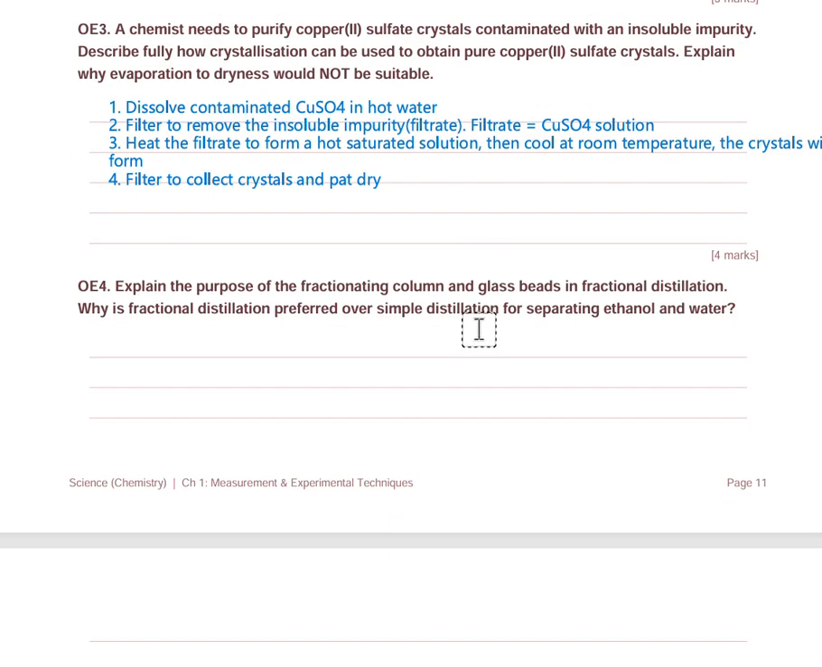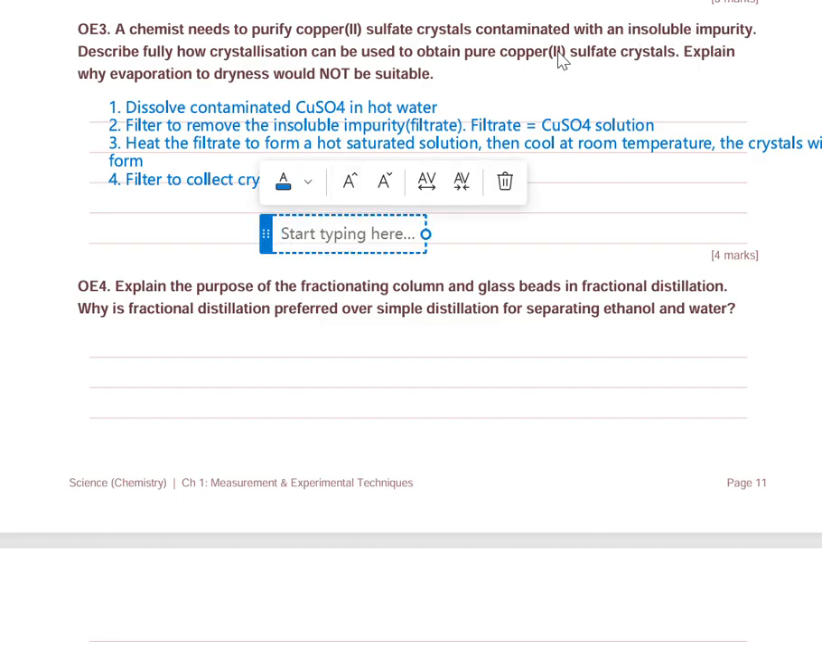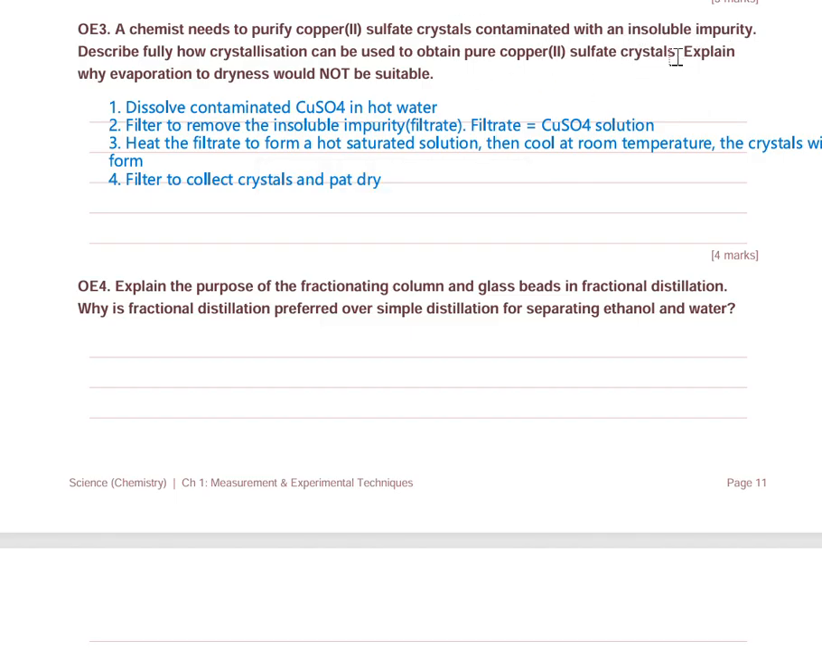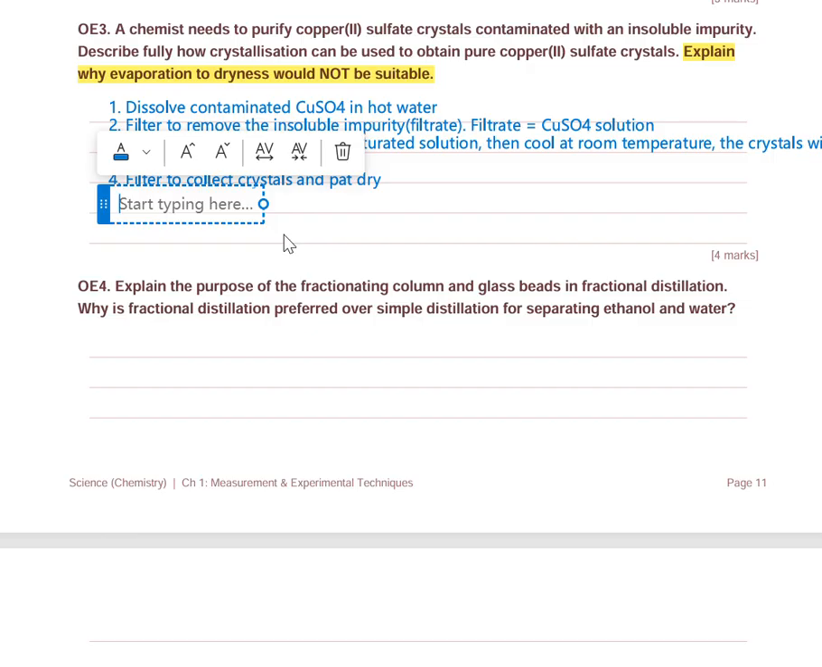Okay, so let's see. Oh, sorry, I've got another point. The question is asking to explain why evaporation to dryness will not be suitable. Do you have to write more? Continue here.